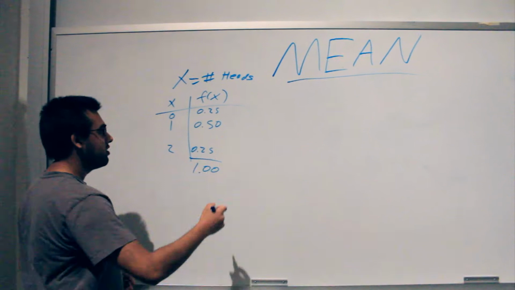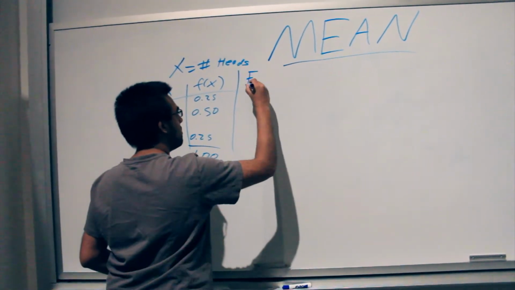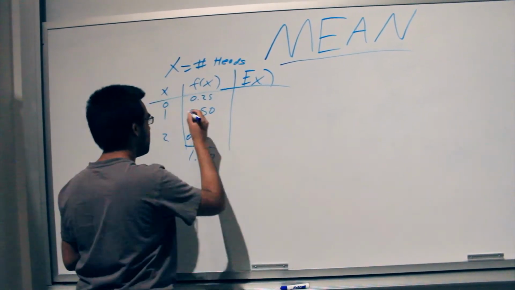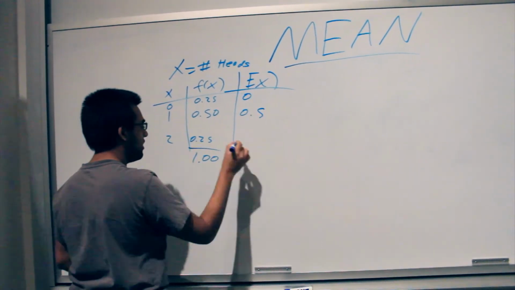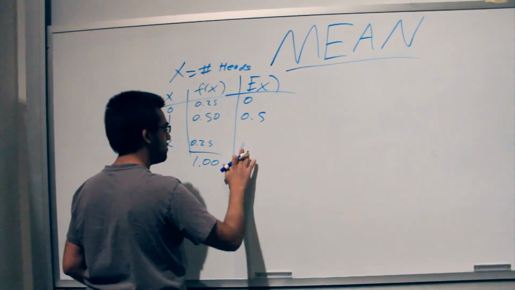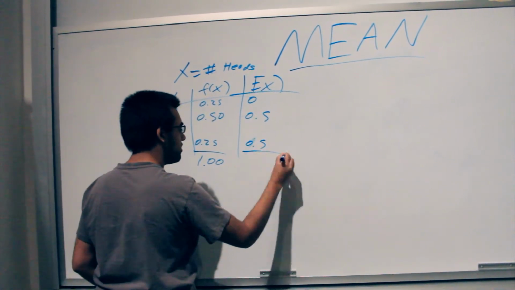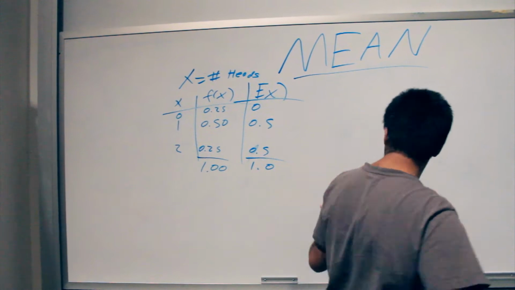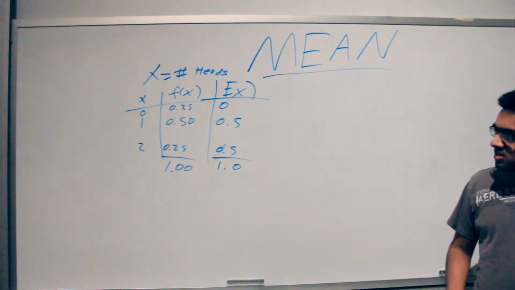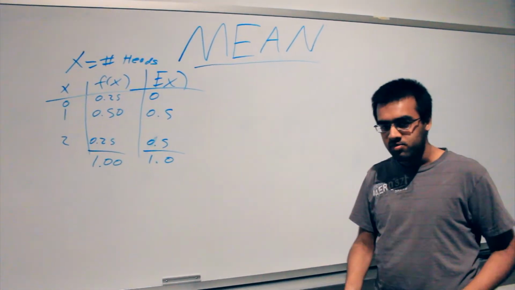So mean, you already know the standard expected value, right? So the expected value for this, you multiply across: 0, 0.5, and then 2 times 0.25 is 0.5 as well. So you're going to get 1. We've already done something like this, but the reason I brought this up was because there's something special about the coin flip example.